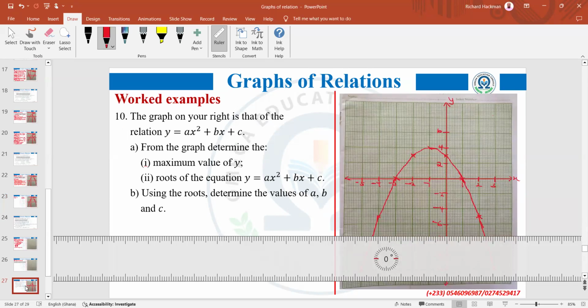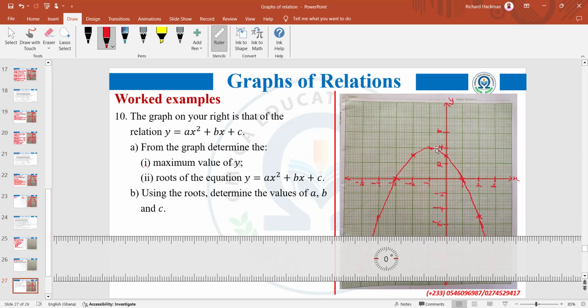Now, in this question, you can see that you are given the graph. There is no table. And for your relation, you don't know any of the constants, be it the coefficient of x squared, the coefficient of x, or the coefficient of x to the power 0, which is usually our constant c. You don't know any of them. And the question is asking you to determine the maximum value of y.